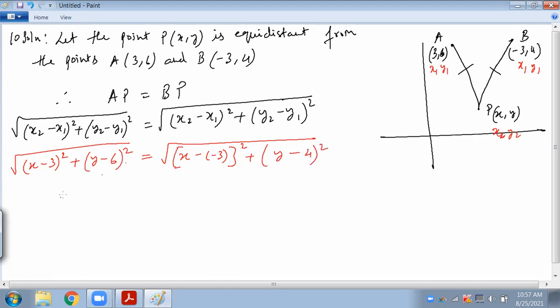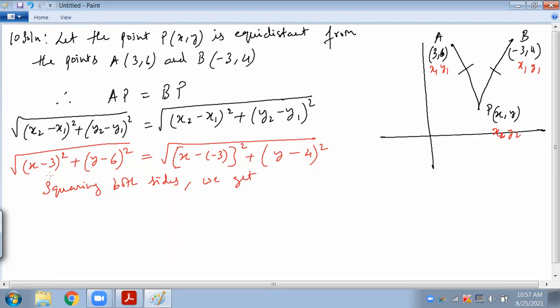Okay, now there is a root on both sides. How to remove the root? We'll square both sides. If you square both sides, the root will go. I am reducing one step. So if you square both sides, we can remove the root.